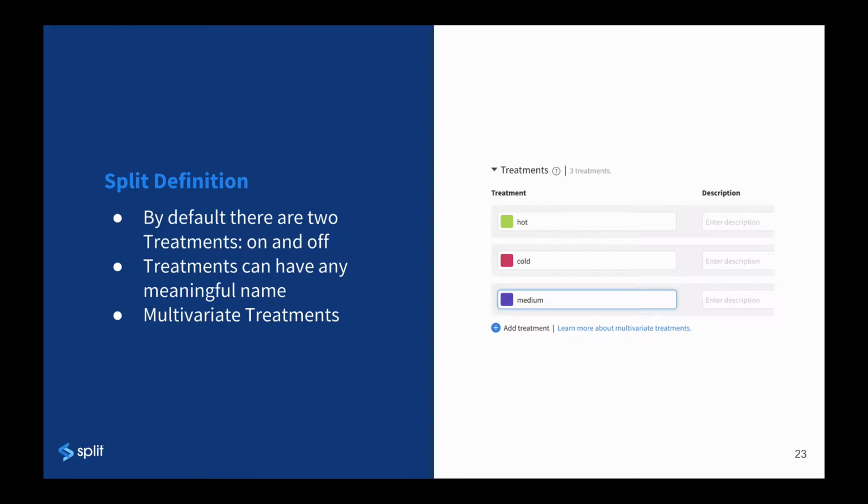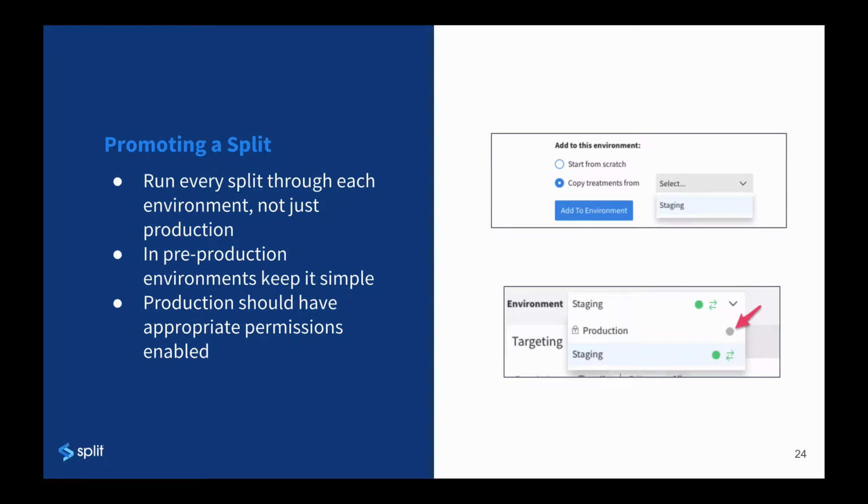As a reminder, you can have as many treatments as you want with whatever names make sense. Once you've proved the split in the lower environments, you'll want to move it all the way through to production. It's typical to run every split through every environment, depending in large part on your release process and cadence. You may want to set stricter permissions in prod to prevent, for example, unauthorized users from accidentally modifying a split that is serving your end users.